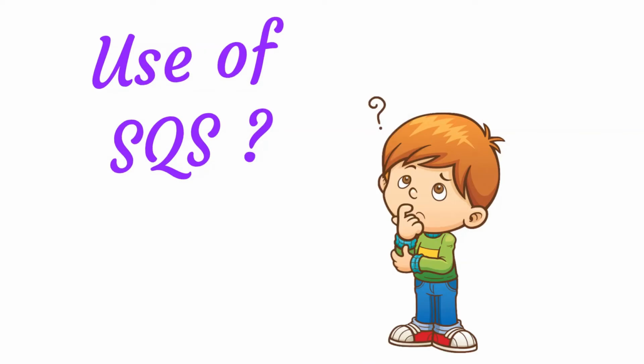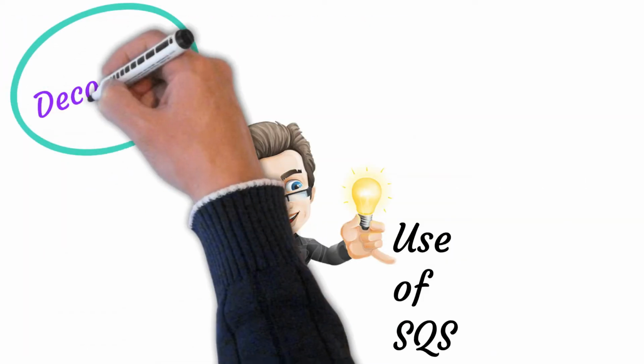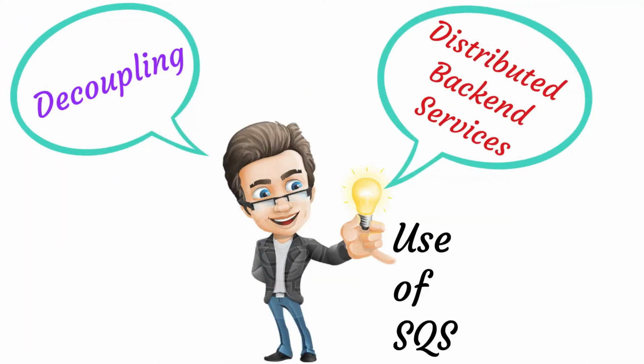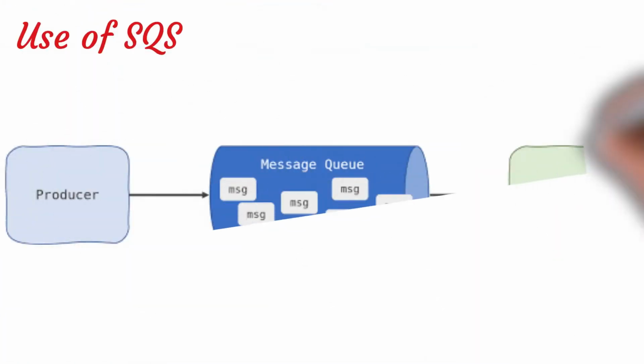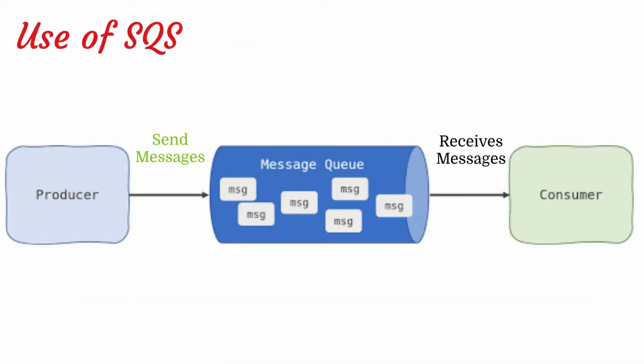Next obvious question. What is it used for? SQS is frequently used to decouple distributed backend services. Instead of having one service directly interacting with another, a queue could intermediate the communication.